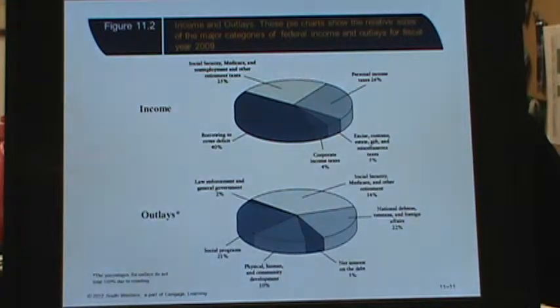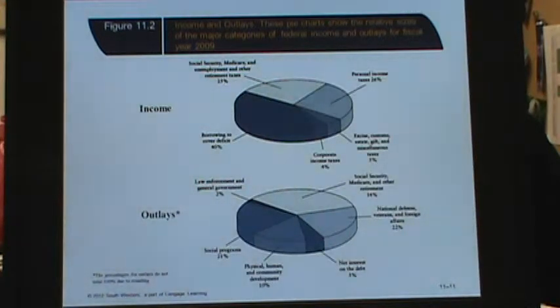Figure 11 is income and outlays. Basically, the pie charts show the relative sizes of major categories of federal income for the fiscal year of 2009. The top one is government income, and the bottom one is government outlays, which are expenses. Outlays is another word for expenses. You can see our government income consisted mostly of borrowing to cover our deficit. So we borrow money to pay the government's debt, which seems to not make a whole lot of sense, but that's where 40% of our income comes from.